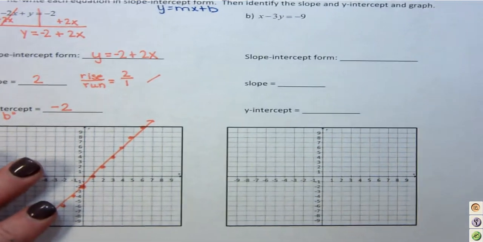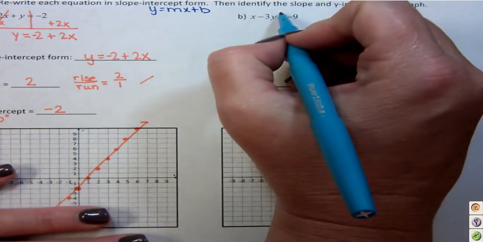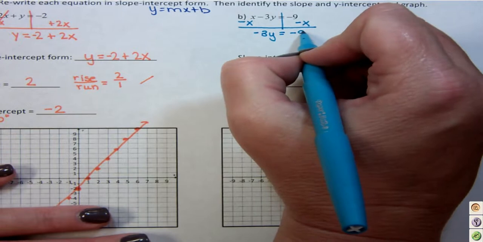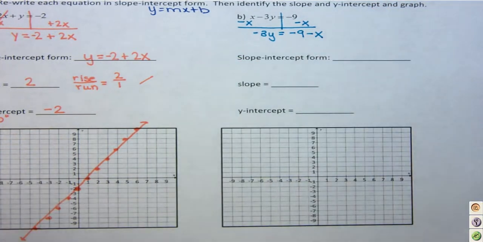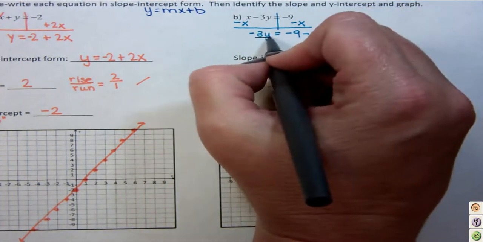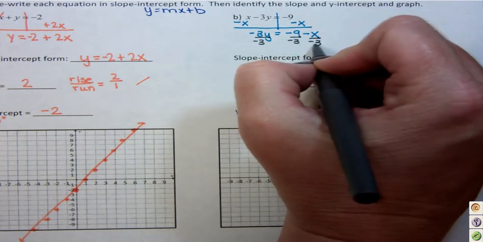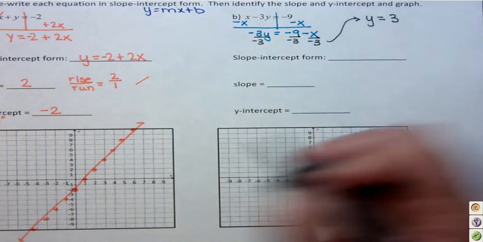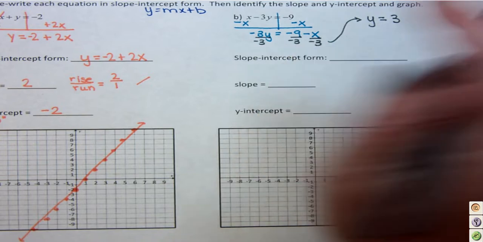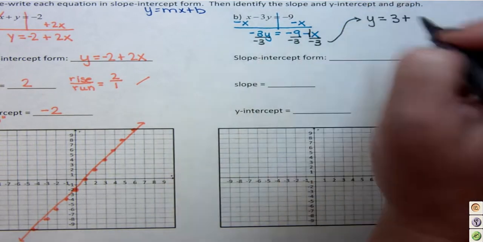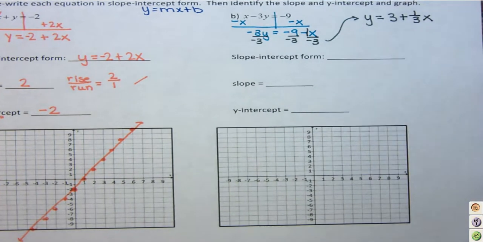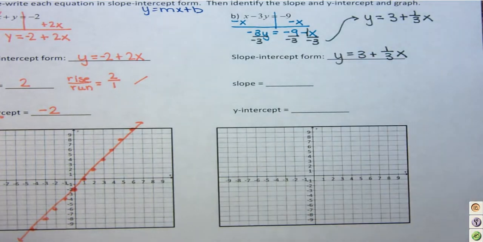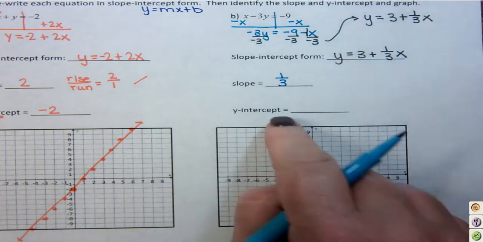Okay, part B, we've got to do the same thing. We're going to get y by itself. So the first thing I need to do is subtract my x. I'm left with negative 3y equals negative 9 minus x. Y's not by itself yet, so I got to divide both sides by that negative 3. And I'm going to divide each term by negative 3. So I get y equals, well, negative 9 divided by negative 3 is a positive 3. Here I have a negative divided by a negative, which makes it a positive. Remember, there's that 1 sitting in front of this x, so this is 1/3 x. So my slope-intercept form is 3 plus 1/3 x. My slope in this case is 1/3 because it's the one with the x, and my y-intercept is positive 3.